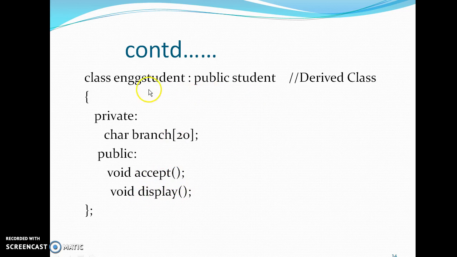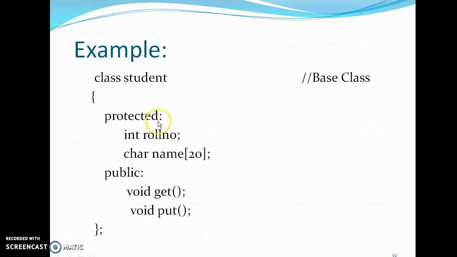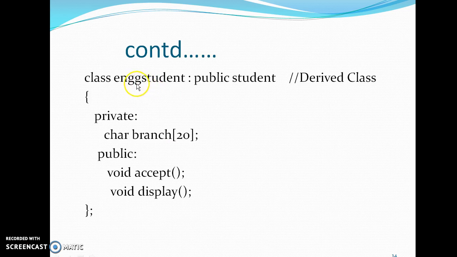It means we can create an object of the engineering student class and can access the members from the student class as well as the members from the engineering student class. So this is about the syntax and one example we discussed.